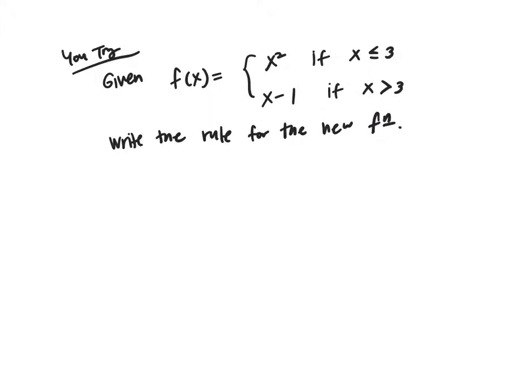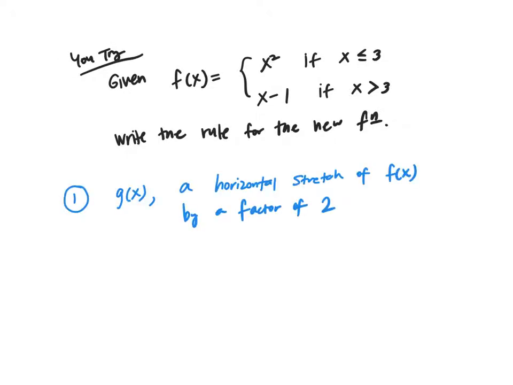Given f of x is equal to x squared if x is less than or equal to 3, and x minus 1 if x is greater than 3, write the rule for the new function. Number 1 says to find g of x, a horizontal stretch of f of x by a factor of 2. So I see the words horizontal stretch.